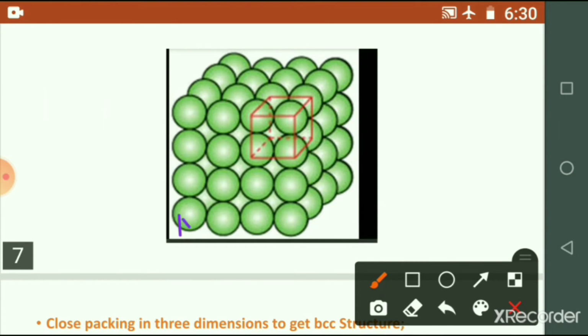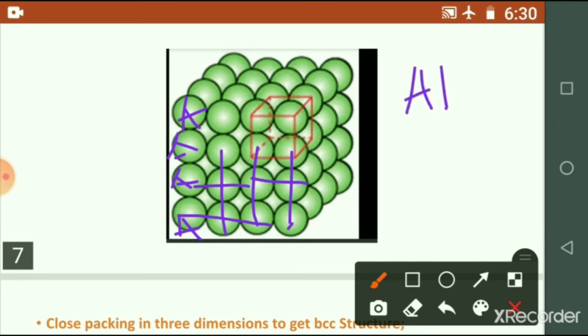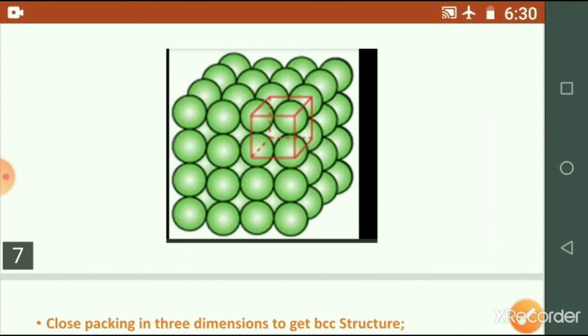First layer, take this as A. The next layer of spheres is placed above it, so that is also A, and the next layer is also placed above it, so that the spheres are aligned in all the directions. Every sphere comes directly above a sphere, that's why this type of arrangement is called an AAA type arrangement. Here we get voids, right?